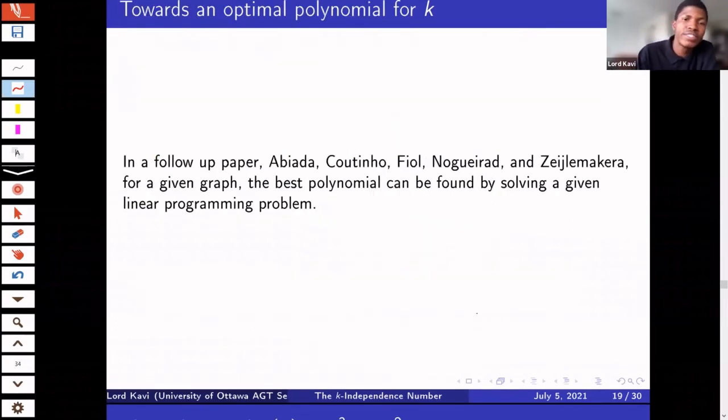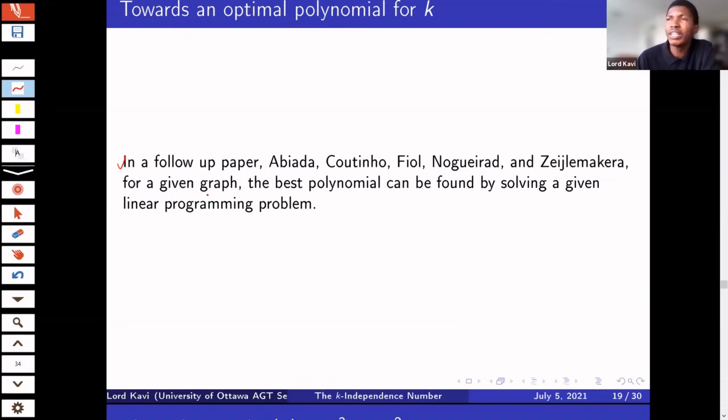But recently, Shanna was here. She gave a talk on this work. I was part of this seminar when she gave the talk. There was a follow-up paper where they obtained the best polynomial by solving a given linear programming problem. I think it's a nice paper. If you are interested in this, please look at that paper.